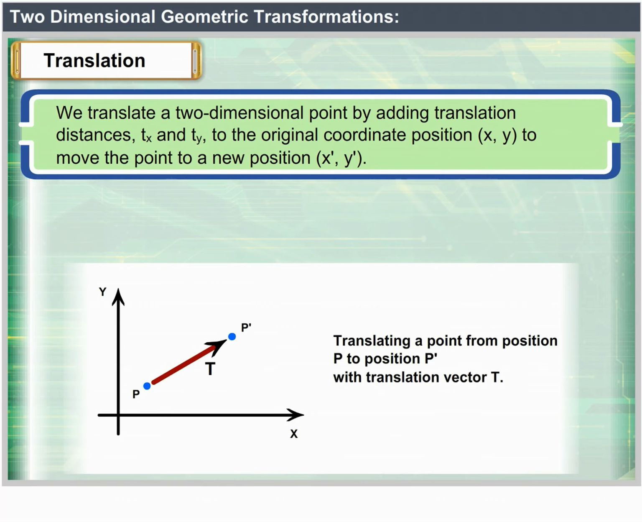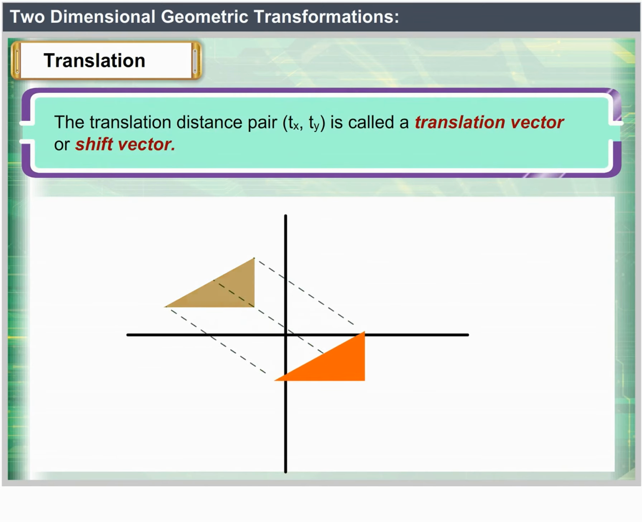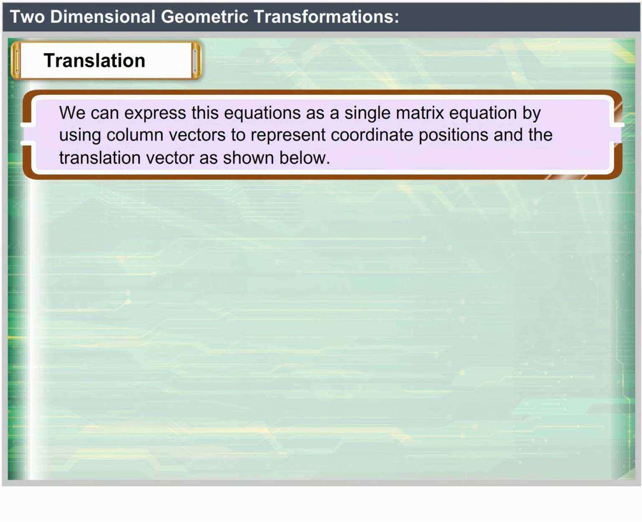The translation distance pair tx, ty is called a translation vector or shift vector. We can express the translation equations as follows. We can express these equations as a single matrix equation by using column vectors to represent the coordinate positions and the translation vector, as shown on the screen.